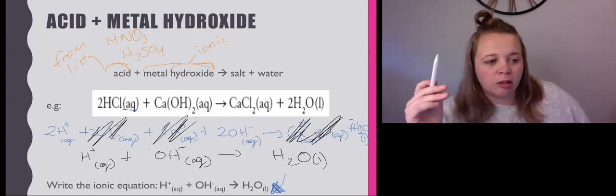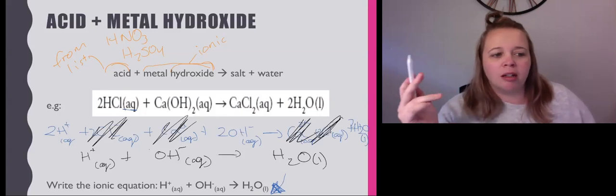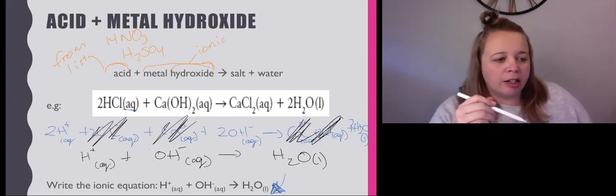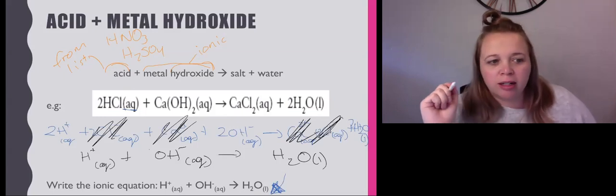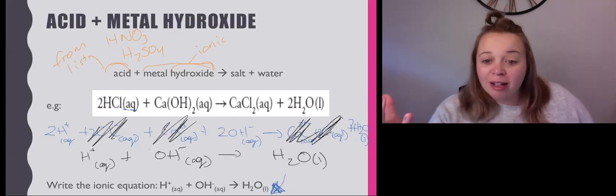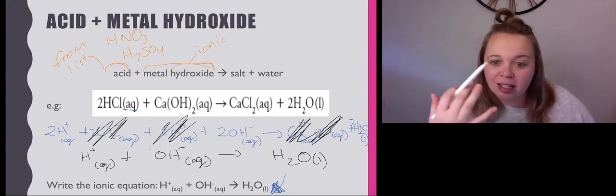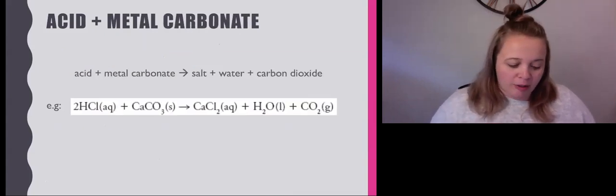ionic equation. You've got these spectator chlorines, these spectator calciums, and the whole point is that the H plus from the acid and the OH minus from the hydroxide, metal hydroxide, that base, are going to create the water. And that makes sense, doesn't it? Because now we've got an acid and a base, and they neutralize each other. Let's have a look at the next one.